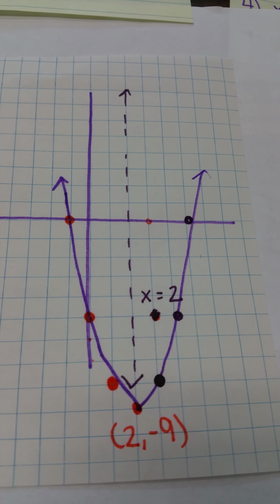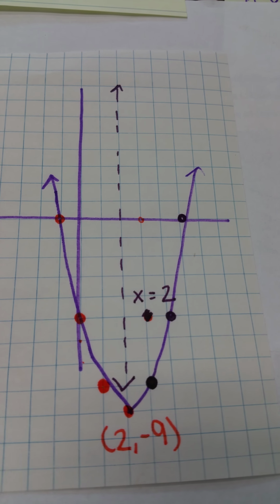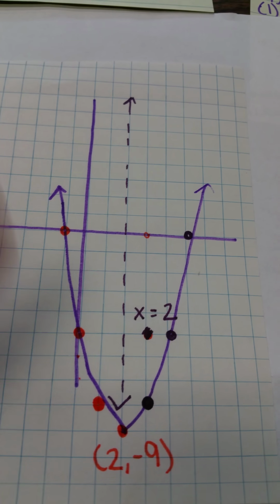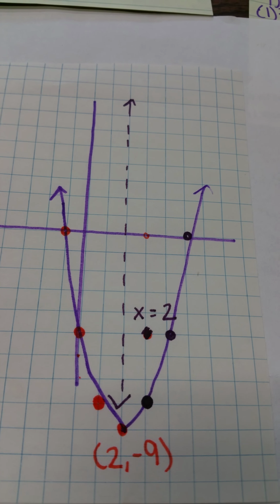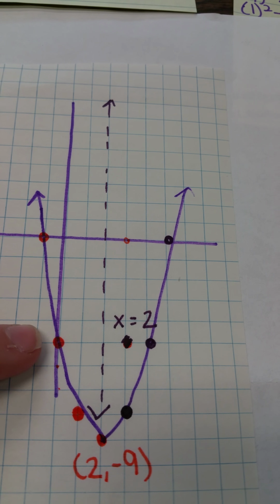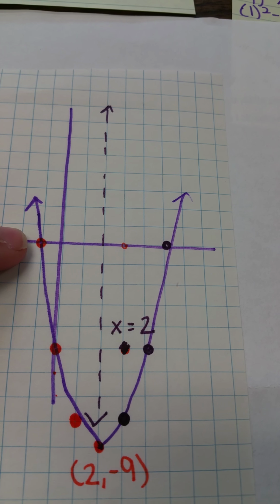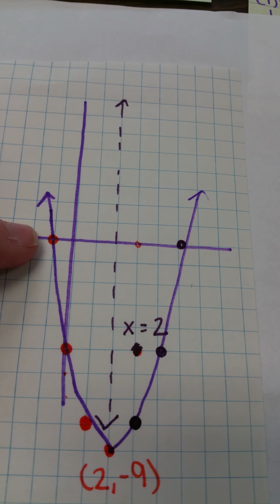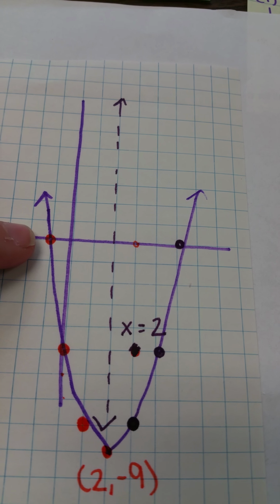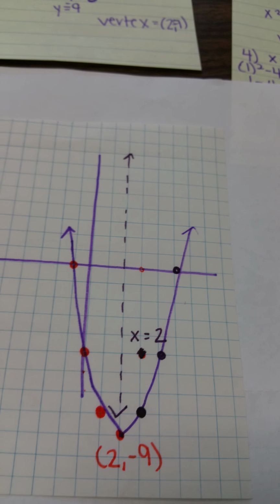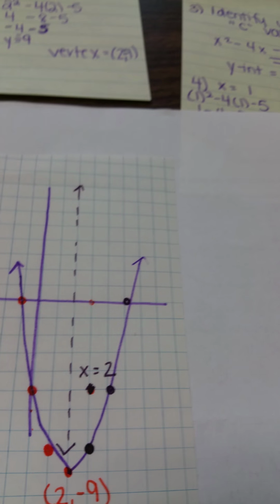So I found a point that was 1, negative 8, which is over here. My y-intercept, which was 0, negative 5. And then my other point, which was negative 1, 0, when I went through and solved. So if you see, I have points on this half.